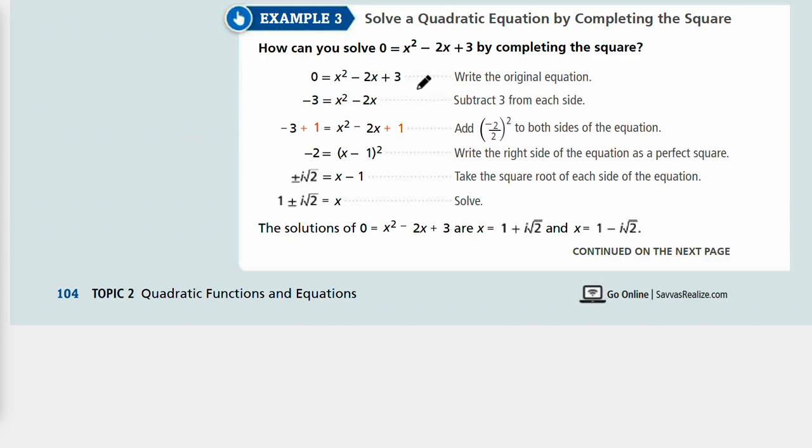We're going to subtract 3 on both sides, get rid of the constant so that we can add the constant that we want. We're going to add negative b over 2 squared, which is 1 in this case. Negative 2 over 2 squared would be negative 1 squared, so it will be positive 1. So we add 1 on both sides, and then we use the perfect square to factor this out easily. x minus 1 squared would be equal to negative 2.